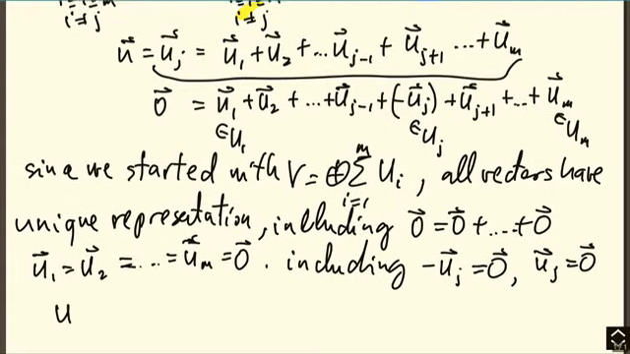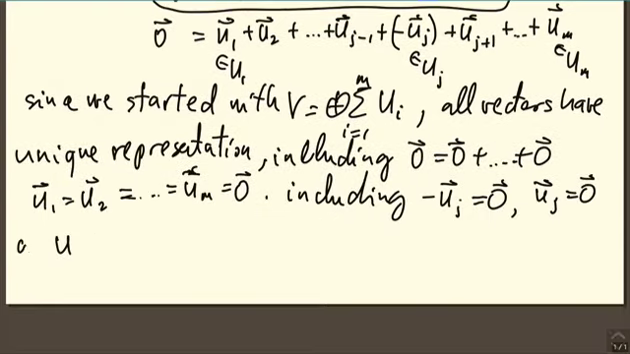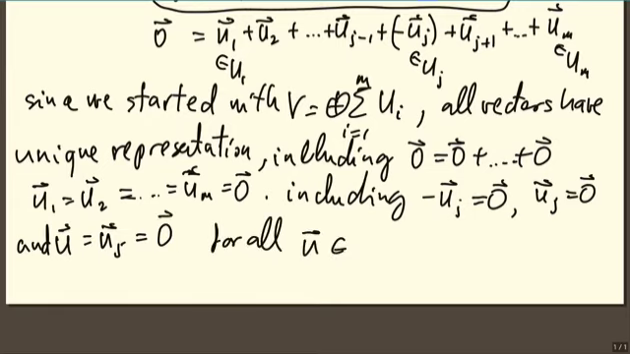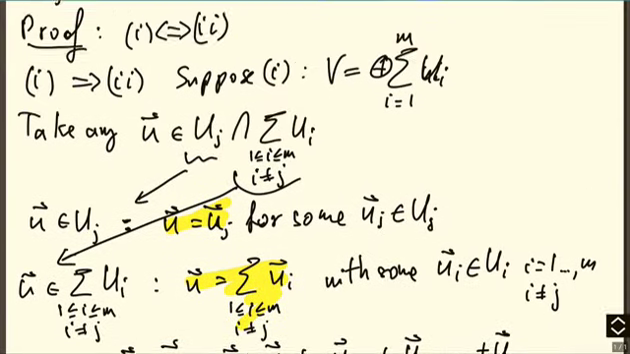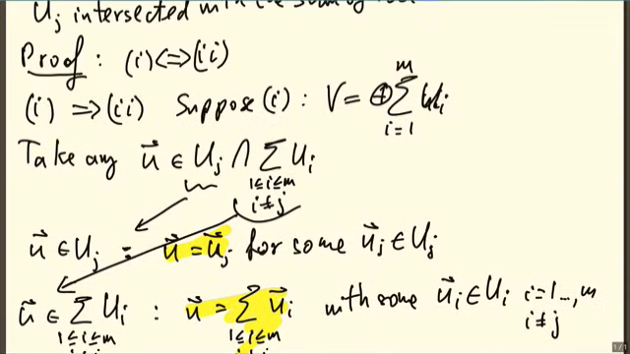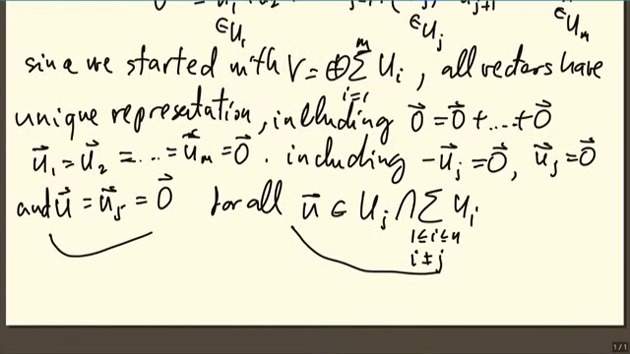And that means that the original vector we started with, that was the u vector, by our notation, so with this we obtain that u equals u_j equals the 0 vector for all u vectors from the intersection of U_j with the sum of the rest of the U_i's. So if we have that, we take any vector, that's what we did here. We took any vector u from the intersection. It turns out that this is then the 0 vector.